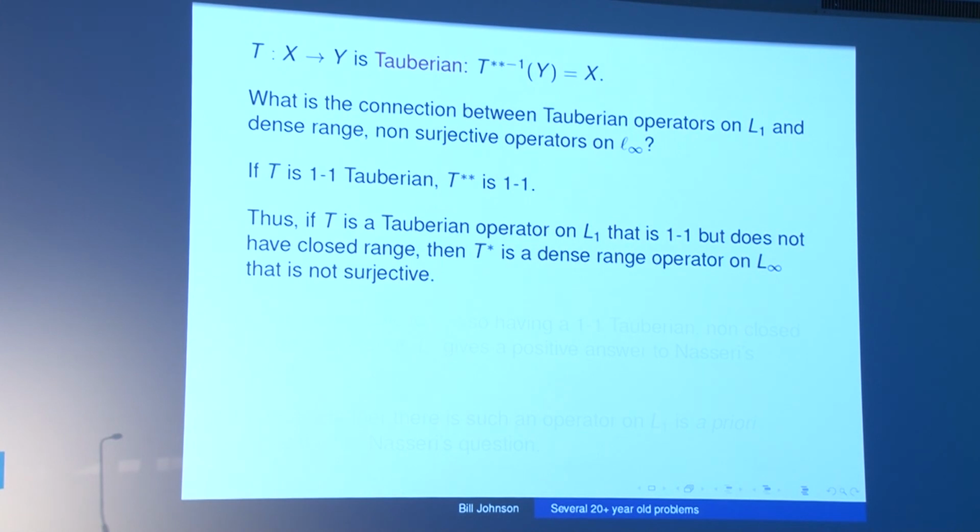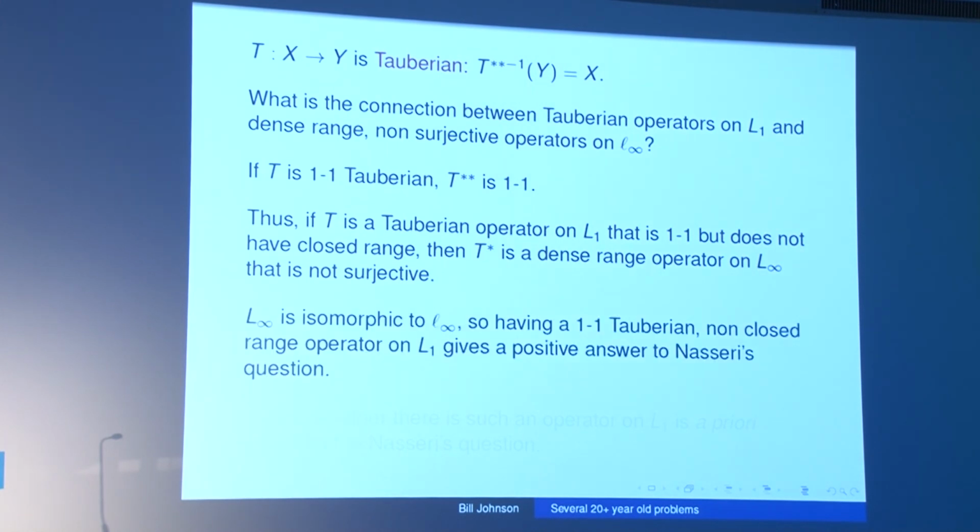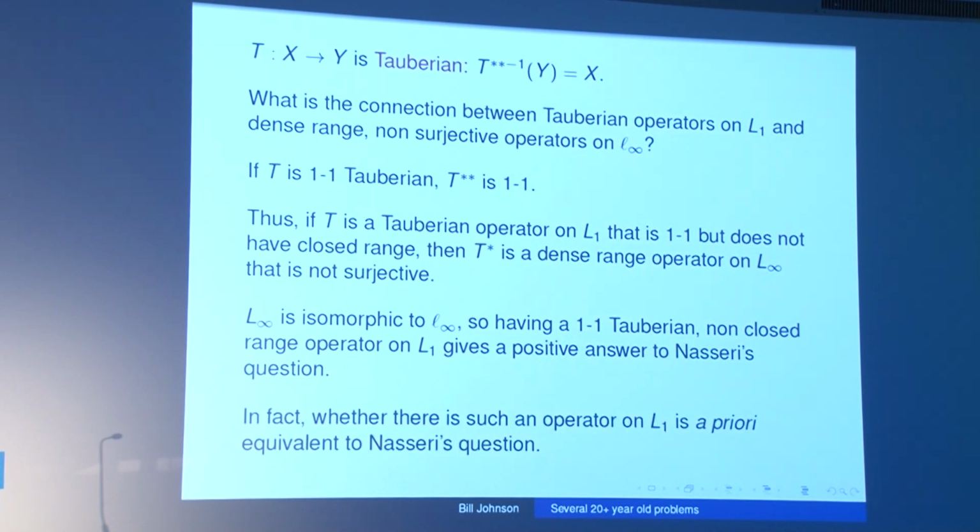What does that have to do with little L infinity? Well, it's been known for 60 years that these two spaces are isomorphic. So this is the connection between the MathOverflow problem and Tauberian operator problems. And even without knowing the answer, you can do some arguments to show that they're equivalent.